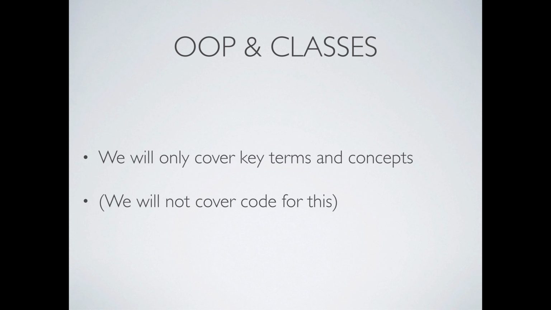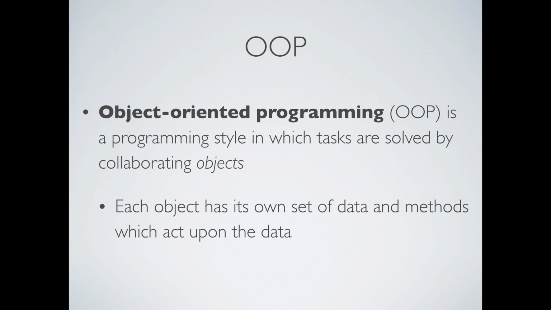Alright, so let's get into it. So object-oriented programming, so again, shorthand for that is OOP. It's basically a programming style. So it's a way that you can program. So the style is basically defined by categorizing tasks into collaborating objects. So the idea is that you're going to write a bunch of code organized into objects. Now again, we're not going to actually write code, but you get the idea.